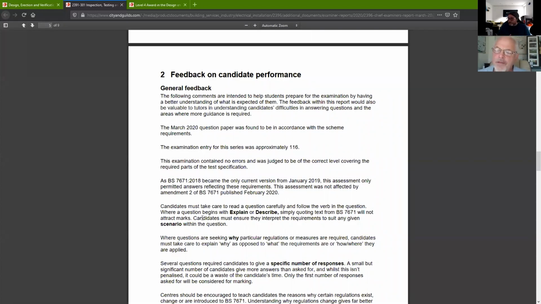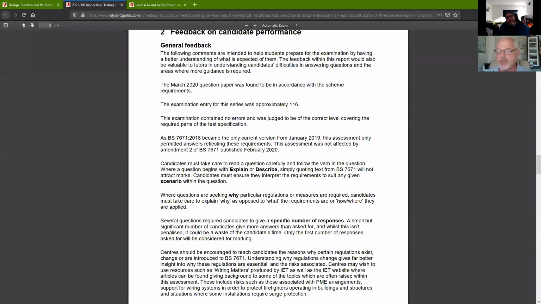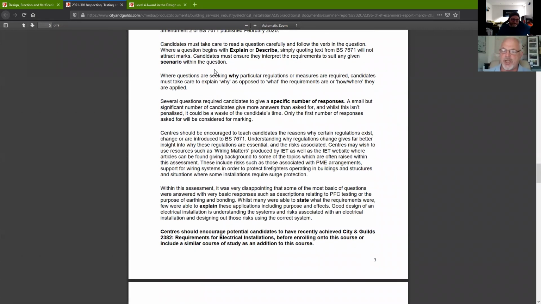An example of that would be one that I read in a previous examiner's report. We're talking about bonding, and it talks about describing and explaining bonding systems. And a lot of candidates just went to the regs and quoted chapter and verse: the extraneous conductive parts must be connected to the main earth terminal. They pretty much quoted the reg, but didn't explain anything at all to do with what bonding is all about. What is bonding actually achieving? Why are we doing bonding? How does it make the installation safer? That's what the design course is trying to get you to think about, and that's why we're going that much deeper. And this is where candidates are going wrong.